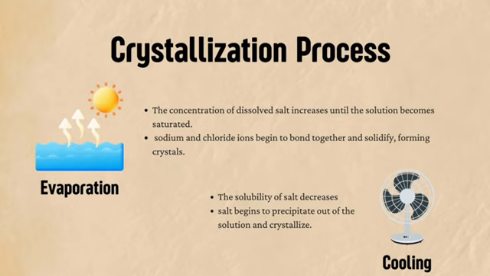For the second crystallization process, when a saturated salt solution is cooled, the solubility of salt decreases. As the temperature drops, salt begins to precipitate out of the solution and crystallize. This process is often used in laboratories to grow large, pure salt crystals.